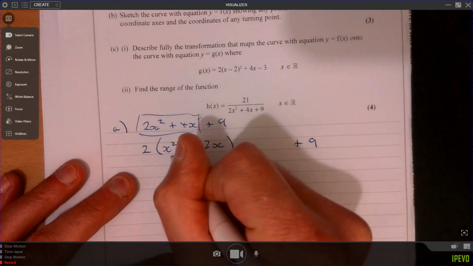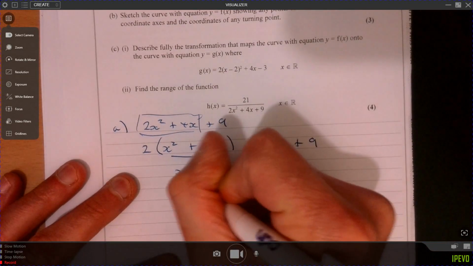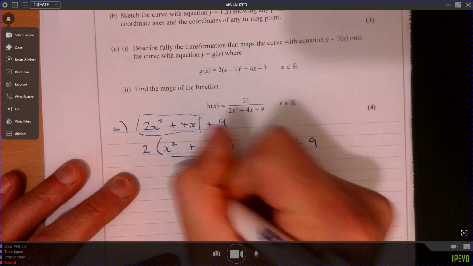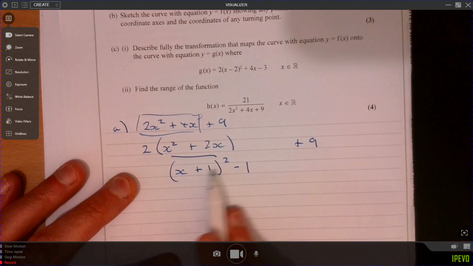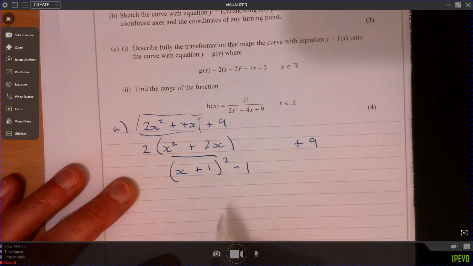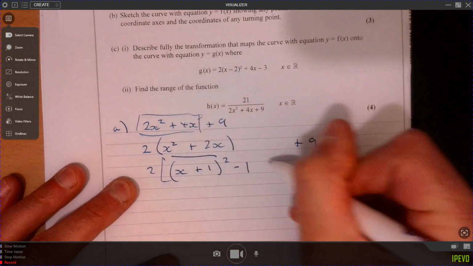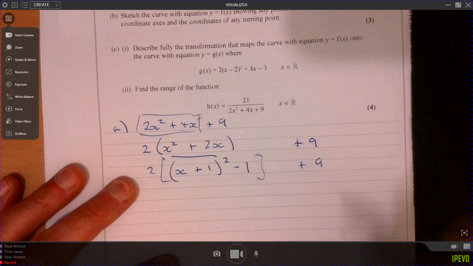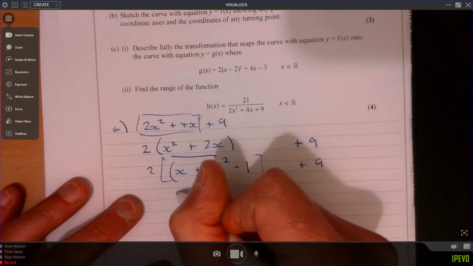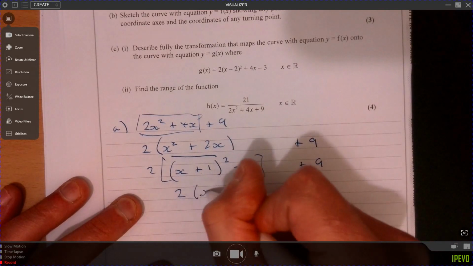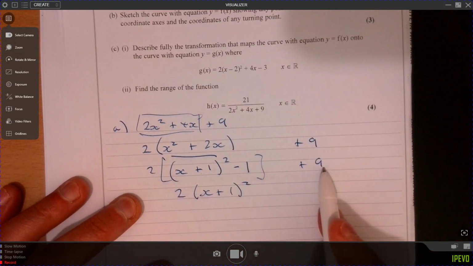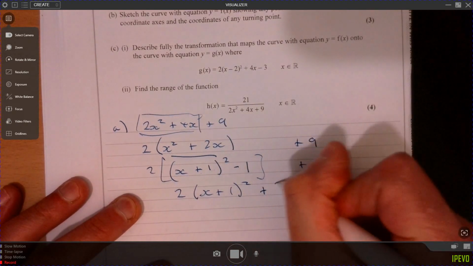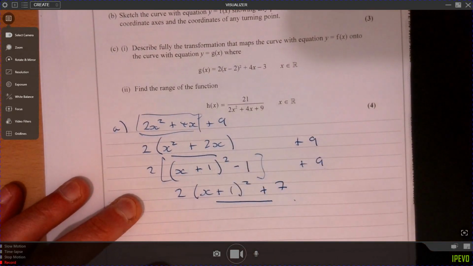Now let's think about how we can write this. That's x plus 1 squared, and we need to take away 1 from that because you're going to have one squared too many. All of that needs to be multiplied by 2, and then we've got the plus 9. Let's multiply this out. We've got 2 times x plus 1 squared, and you're going to have minus 2 plus 9, so that's going to give us plus 7. There we go, part A done.